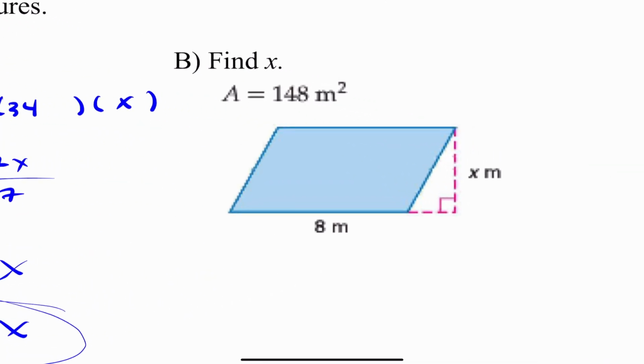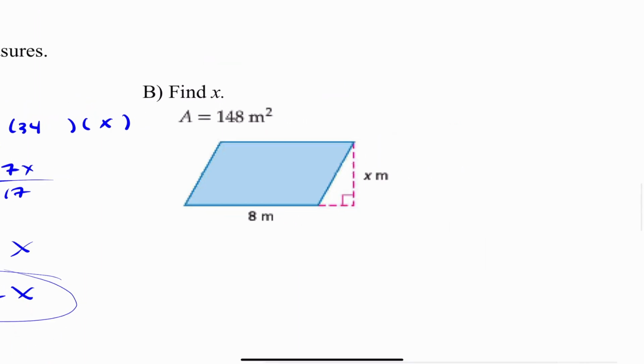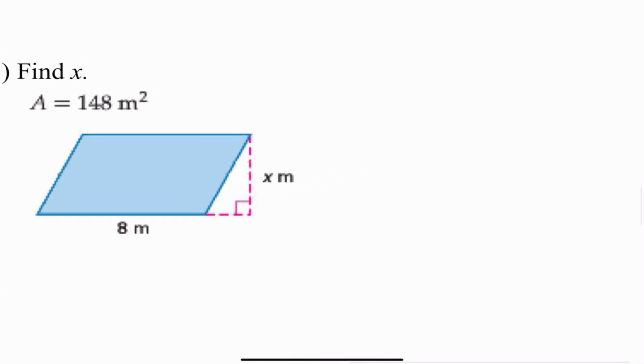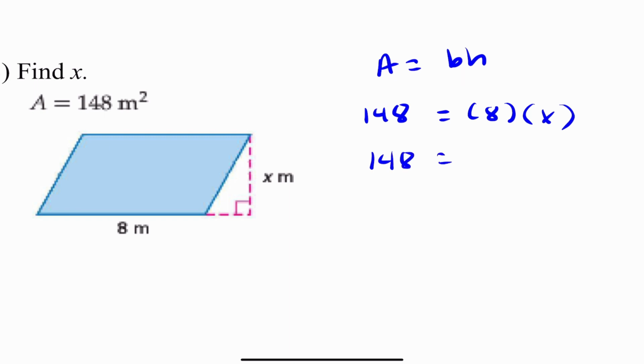B, find x. A is equal to 148 meters squared. This is a parallelogram. So A equals base times the height. The area is given, it's 148, which is equal to the base, which is 8, times the height, that's x. So 148 equals 8x, divide both sides by 8 here.